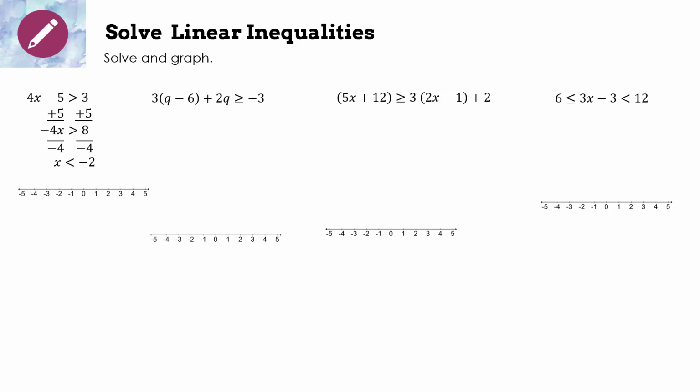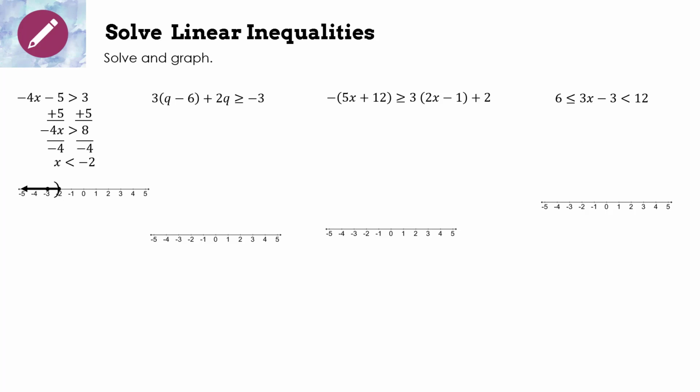Now we're going to graph it. I'm going to put a dot at -2. Now I have to think of numbers that are smaller than -2. For instance, -3 or -4 and so on. So my arrow is going to go to the left. It's going to go to -infinity. I chose parentheses because of my inequality. It's less than. So this is what your graph is going to look like.